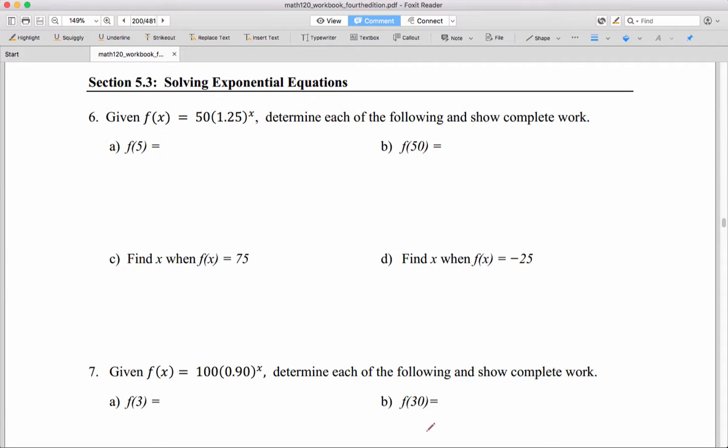Greetings, this is section 5.3, solving exponential equations, number 6. Given f of x equals 50 times 1.25 raised to the x, determine the following and show complete work. So f of 5, well that says take our function and evaluate it at 5. So that'd be 50 times 1.25 raised to the 5th power.